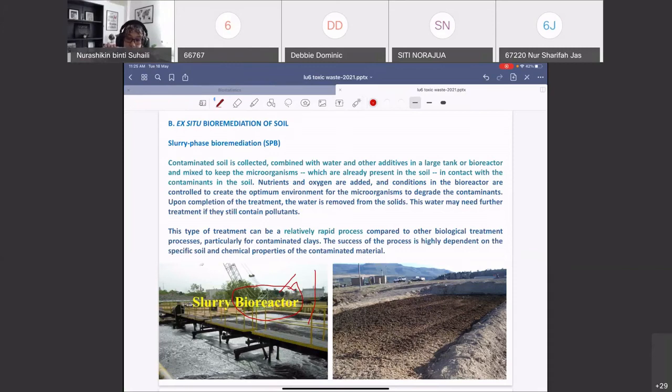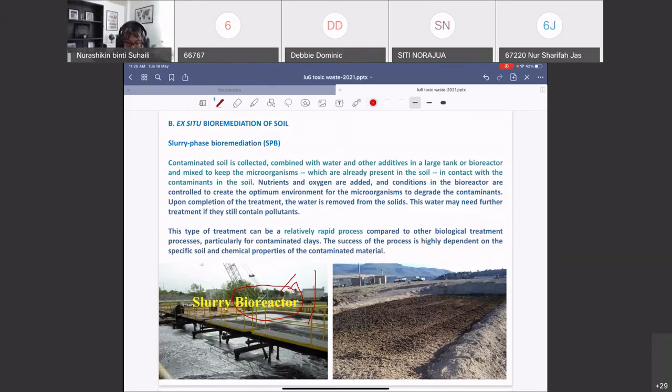So the advantage of this method, ex situ bioremediation, is that it is easy to control the process, because the slurry bioreactor is a specific place to carry out the bioremediation. So everything is added easily, like the nutrients, the mixing, the oxygen, and also the observation and control of the pH. Everything is at that site. So it's actually much easier compared to in situ bioremediation.